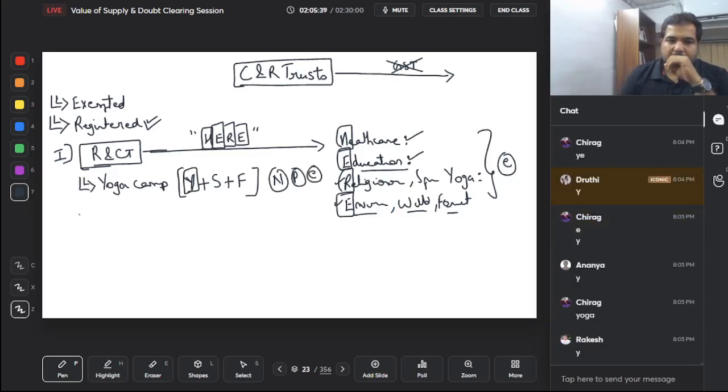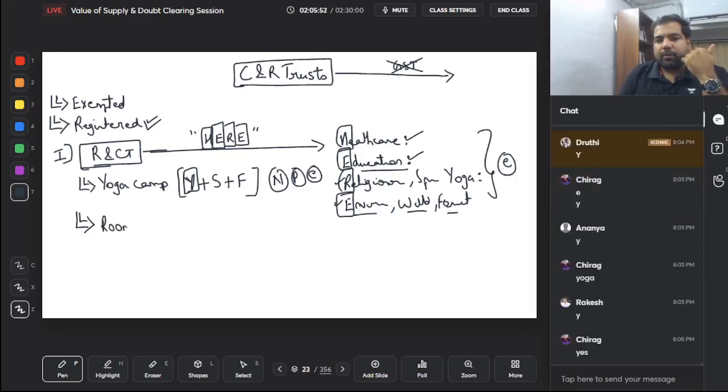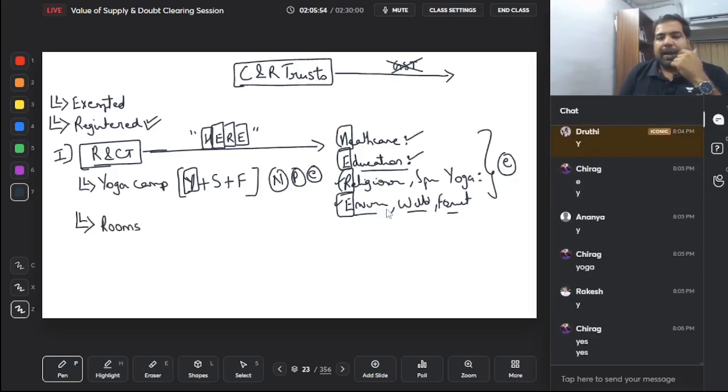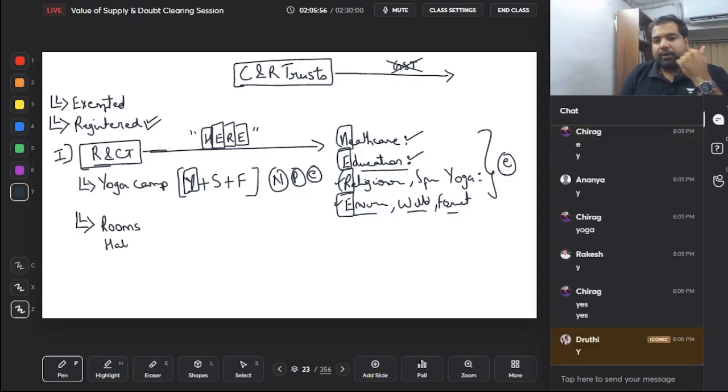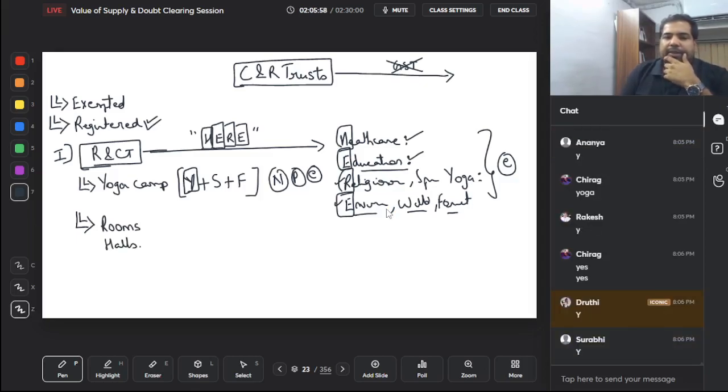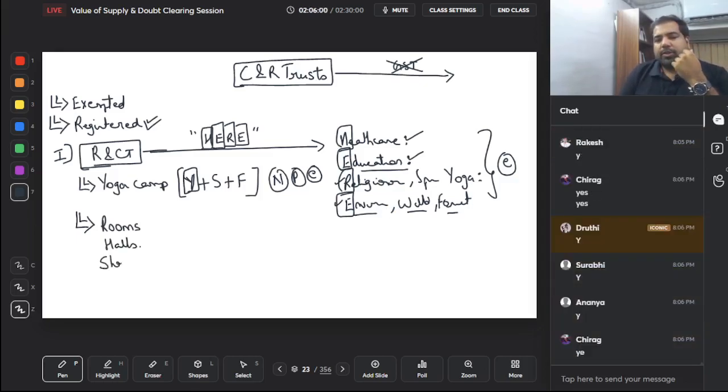Next, guys, can a religious and charitable trust, also sometimes a religious trust in the neighboring areas of Tirupati, next to the temple, are there some rooms where you can stay of the temple? Are there some halls where you can conduct religious ceremonies? Yes. And are there some shops which sell local religious products?